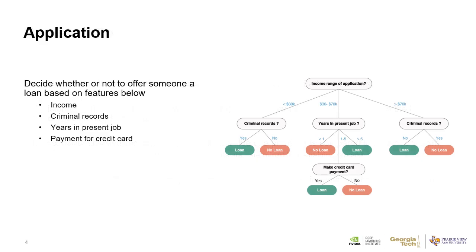Here is an example on how to use a decision tree to decide whether or not to offer someone a loan based on features such as income, criminal records, years in present job, and payment for credit card. With these features, we can build a tree and make decisions on offering a loan. For example, if the applicant's income is greater than $70,000 per year and has criminal records, he or she will not get the loan.